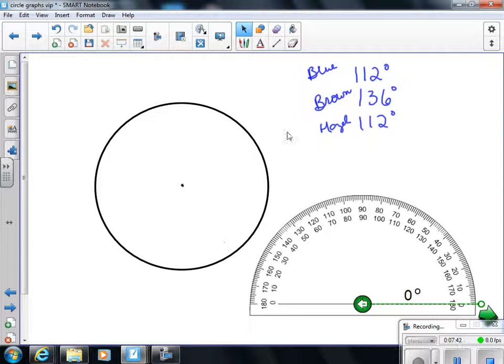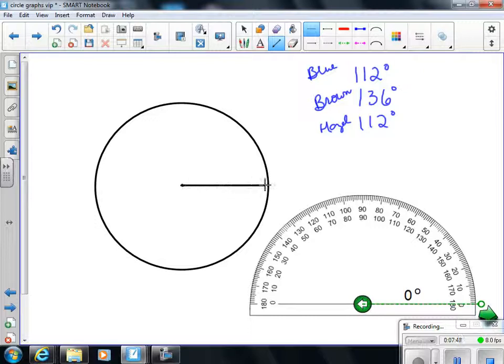Here's the first step that you do on your protractor when you're drawing your graph: make a ray from the center point out to the circle. This is called a radius. Just make a segment from the center point to a point on the circle. Now I'm right-handed, so I always start on the right. Does it matter? No. But this is what I call my baseline, the base point or your starting point. What do I need that for? I need that to line my protractor up.